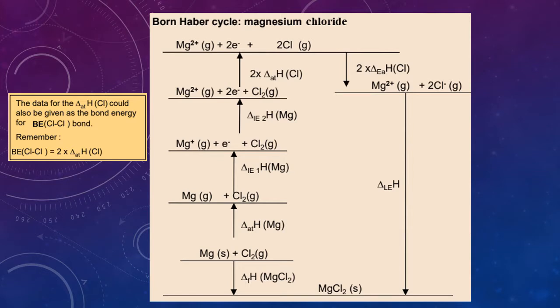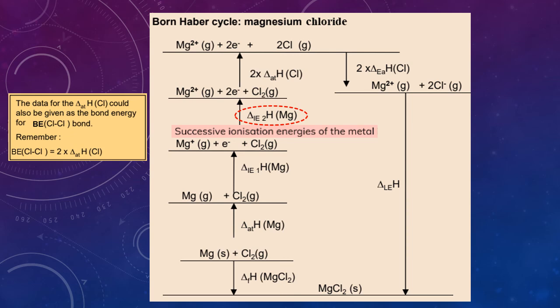Here we have the Born-Haber cycle for magnesium chloride. Guys, take note of the various enthalpy changes involved when going from elements in their standard states to their gaseous ions. Sometimes, successive ionization energies of the metal are applicable. For example, this is the second ionization energy of magnesium.